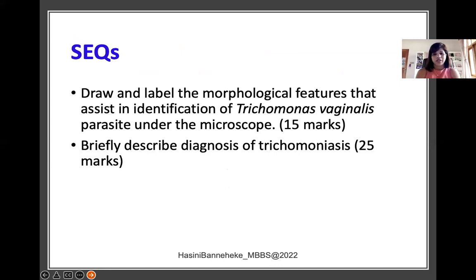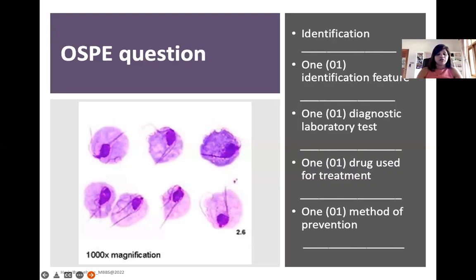Right. So I quoted these two from a past paper. We asked students to draw and label the morphological features that assist in identification of Trichomonas vaginalis under the microscope. And we also asked you to describe briefly. Now, when we say briefly, you don't have to go into the details. You can use diagrams, flowcharts, and write in phrases without writing sentences. Even whatever you do in parasitology, when you're answering essay questions, if you have drawn the picture and labeled the diagram, we generally tend to award marks. Say if you didn't have enough time, if you have drawn the correct picture, we tend to give you marks. And this is just an example of an OSPE question.